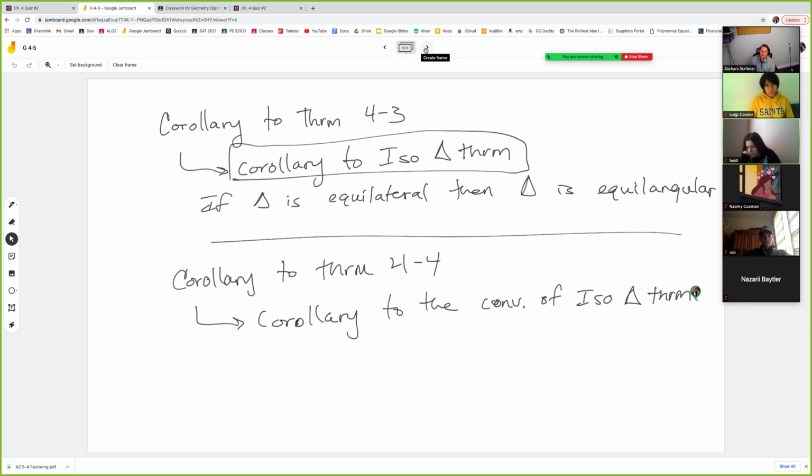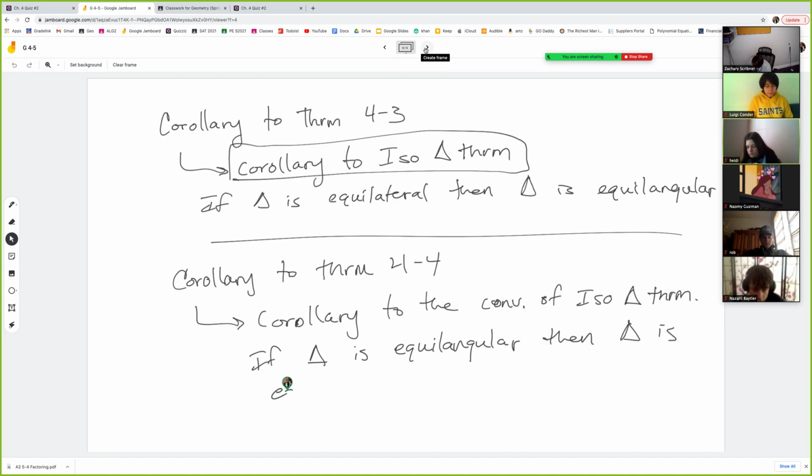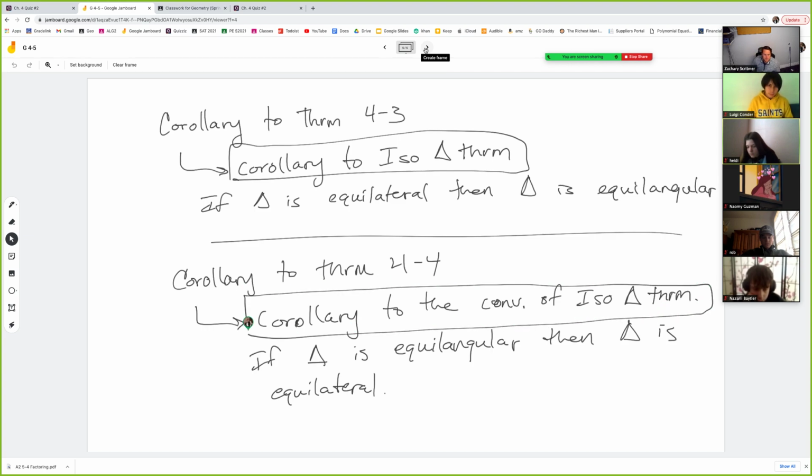Right, so this is the corollary to the converse of the isosceles triangle theorem, which says if a triangle is equiangular, then the triangle is equilateral. Okay? Again, this would be a better name for it, because the name defines what it's about.